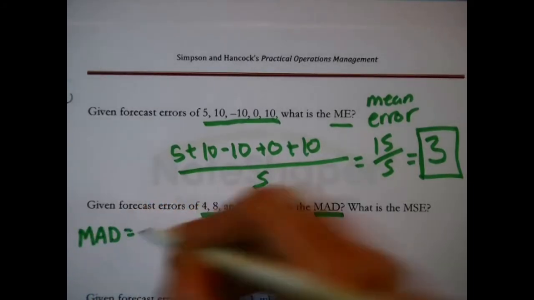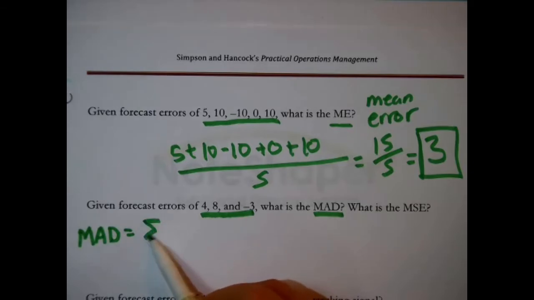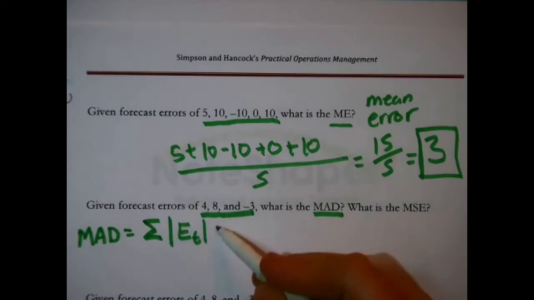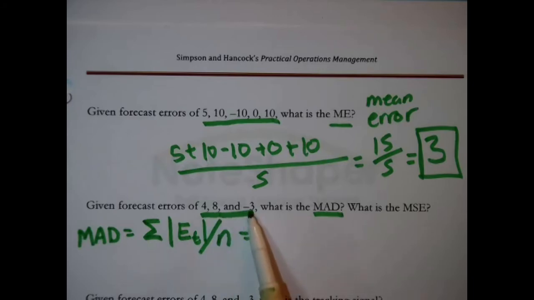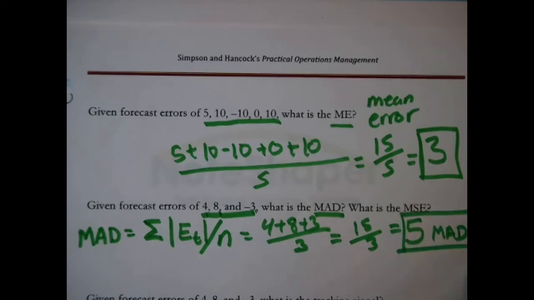The MAD, now these actually are formulas, so you can think of them as formulas if you want. Technically the formula would be sigma, summation, sum up the absolute errors, meaning drop the sign, and then divide by the number of observations. Instead of just averaging the 4, the 8, and the negative 3, drop the signs so that what you're averaging is just 4, 8, and 3. 4 plus 8 plus 3 divided by 3. I get 15 in the numerator, divided by 3. The MAD for this set of 3 forecast errors is 5.